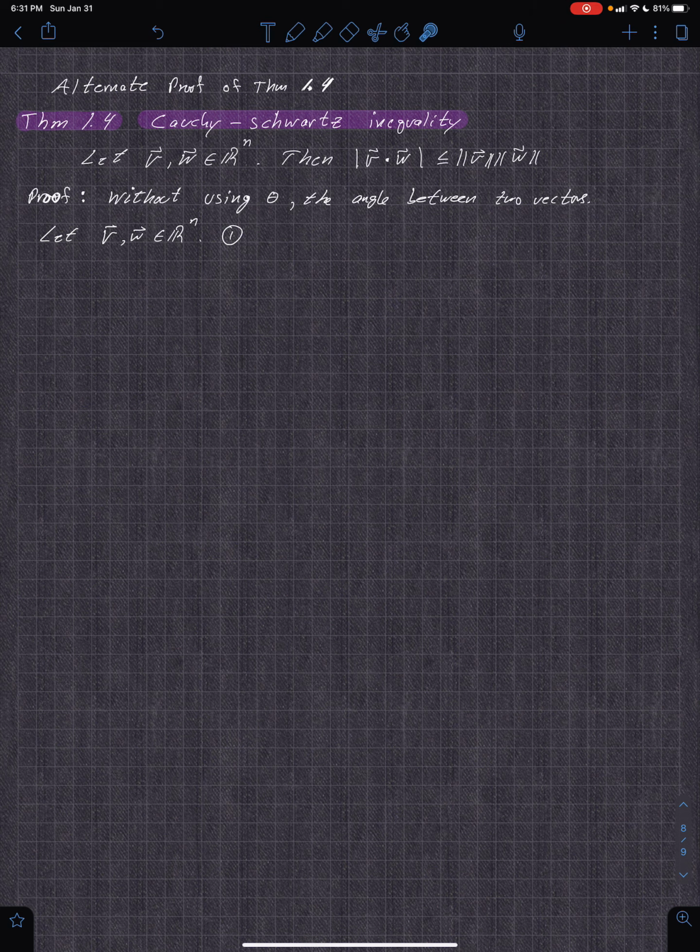So let's assume the vectors are in Rn. We'll break this up in two cases. So if either is 0, that's it. We're done. Nothing else to do. So I'll write that out. If either V is equal to 0 or W is equal to the 0 vector, then the inequality holds, right? You just get 0 is less than or equal to whatever, 0 is less than or equal to 0. So then the inequality is true.